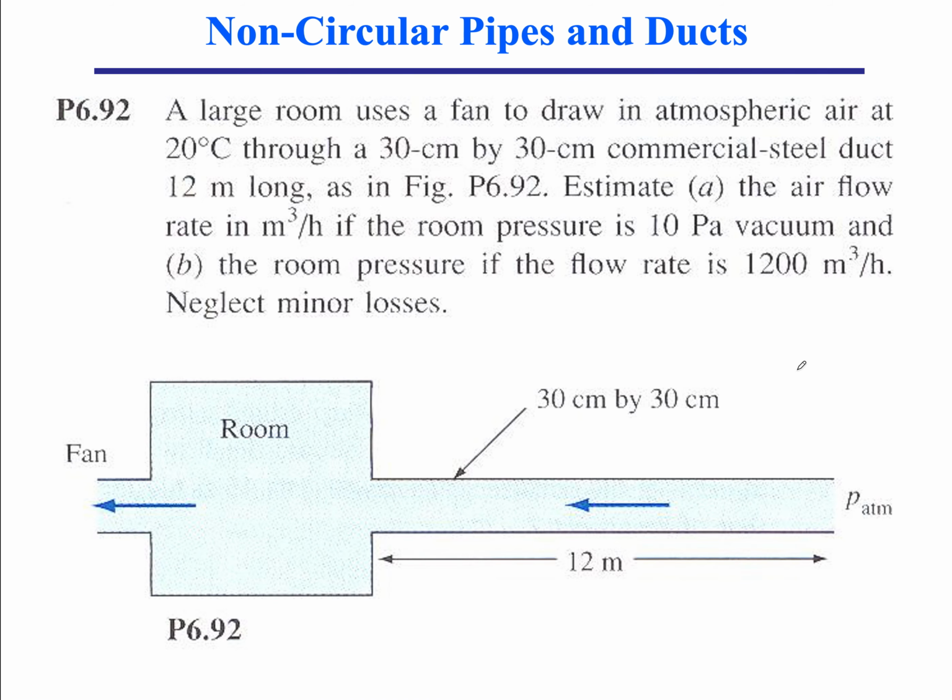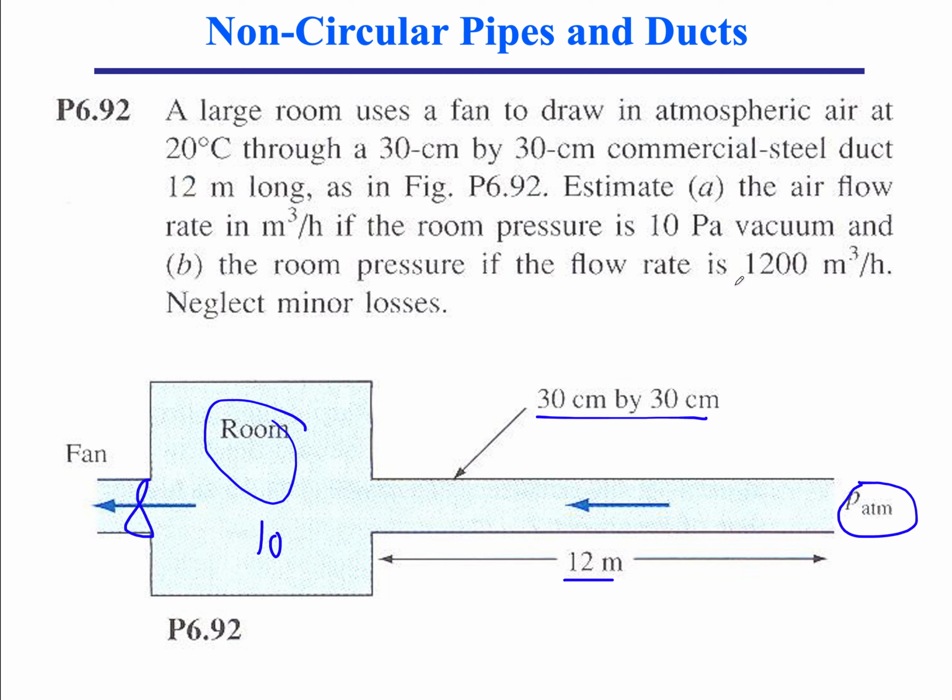Okay, so let's deal with this non-circular duct problem. You have a room that's under vacuum, and the vacuum is generated by a fan over here. And the room takes air from outside through a 12-meter length rectangular duct. Actually, it's a square duct, 30 by 30 centimeters. And the question is, if my room pressure is 10 pascal vacuum, so it's 10 pascal below the atmospheric pressure, how much flow rate am I going to get through this rectangular duct?